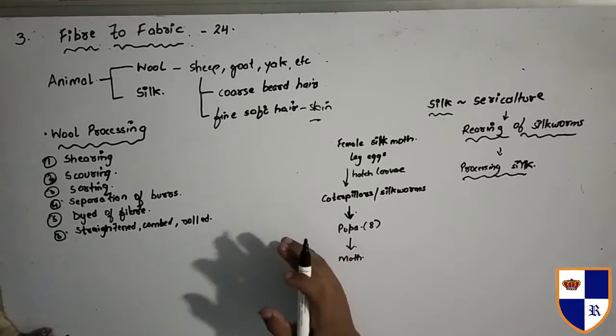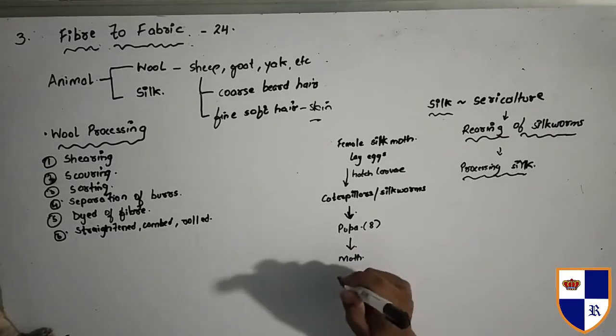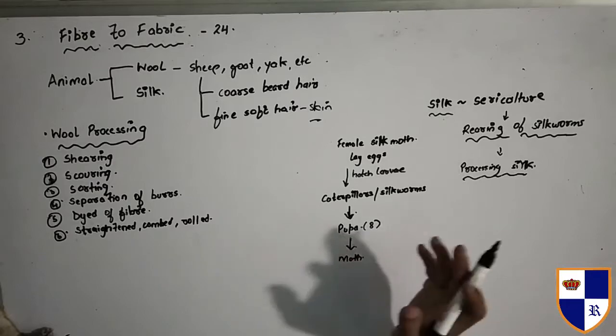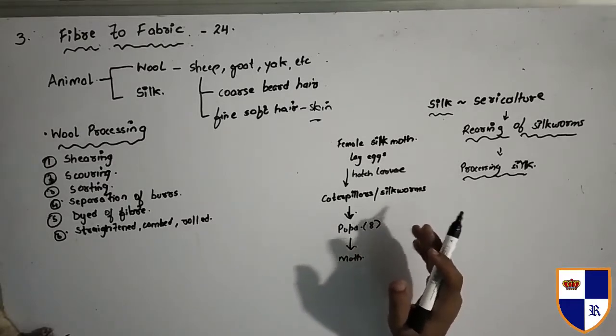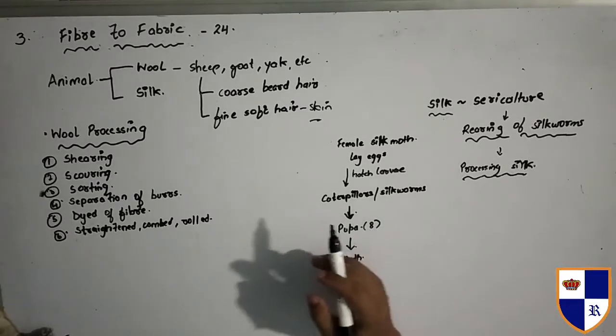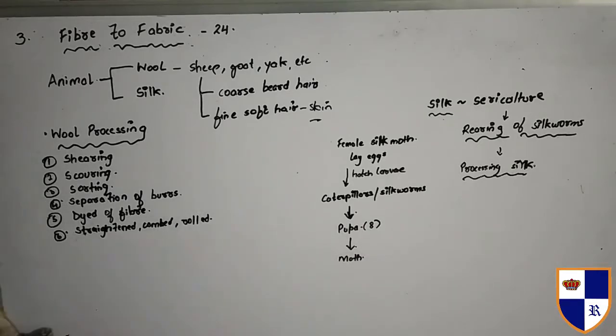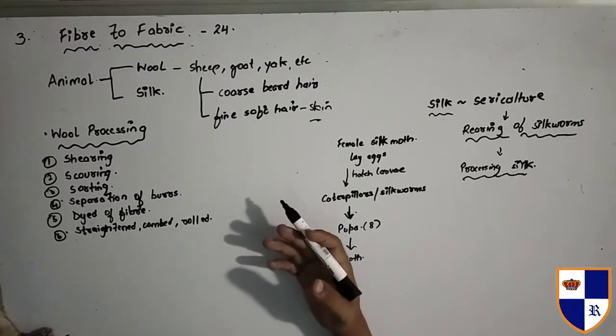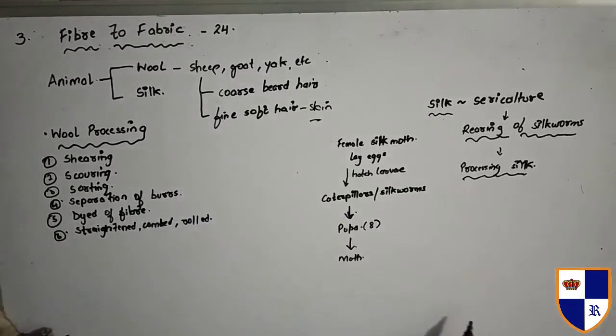Or we can say that twisted thread, that is used for knitting and weaving. I want to be clear with that one. So coming to what we have said, there are two types of fibers which we obtain from the hair, or you can say the fleece of the animal.